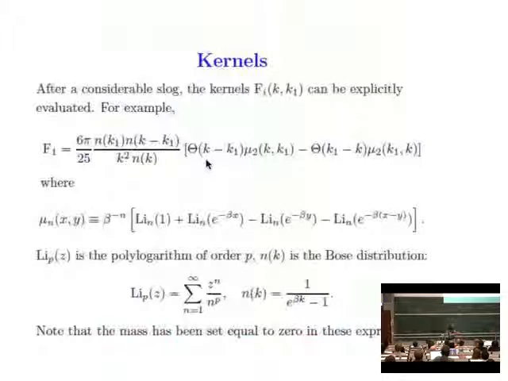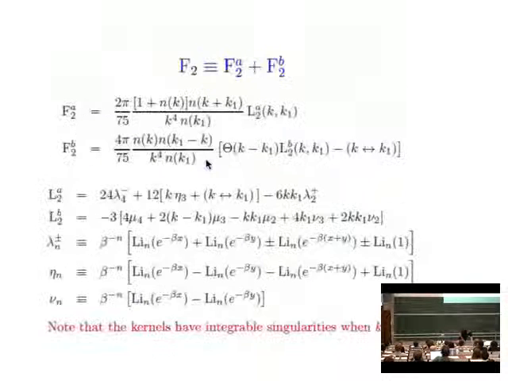So you've done the integrations over K1, K2, and K3, and so you're left with these non-trivial functions of K and K1. In general, they have integrable singularities, and so F1 is not so bad, but F2 starts to look a little bit more grim. Okay, it involves some products of the Bose distribution functions.